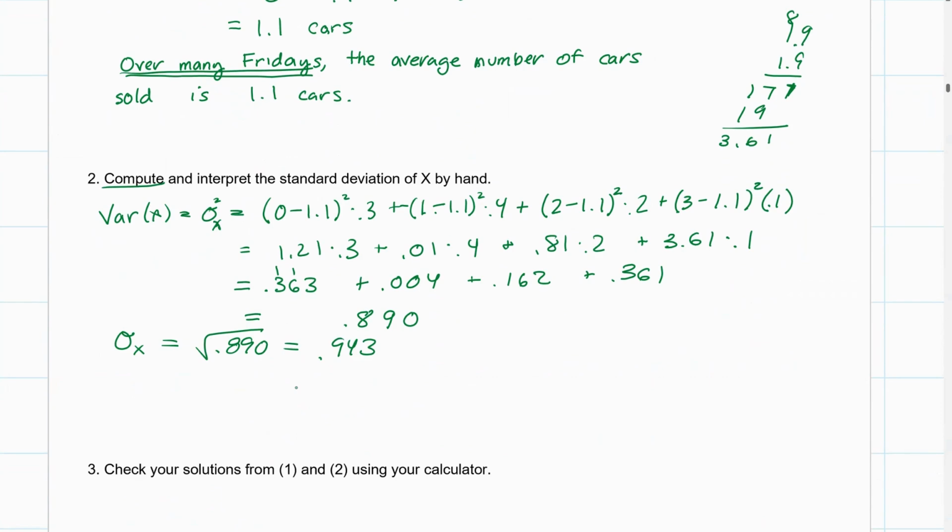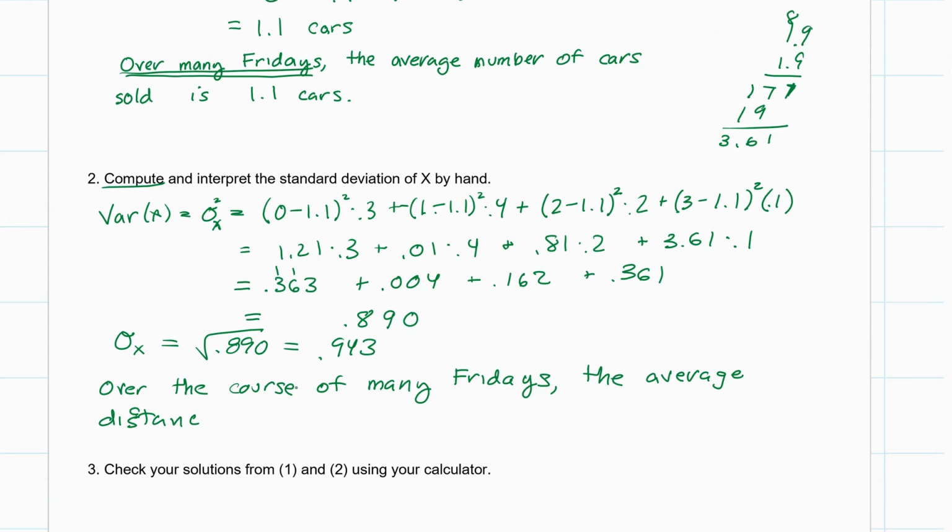Well, for the interpret, it's going to be, again, over the course of many Fridays, the average distance to the mean number of cars sold is 0.943 cars.